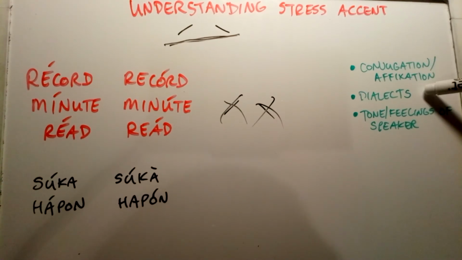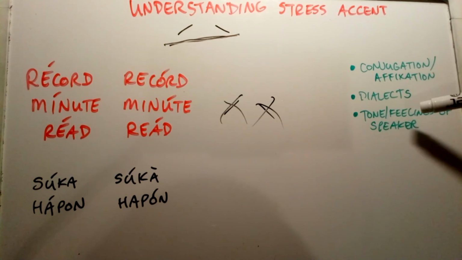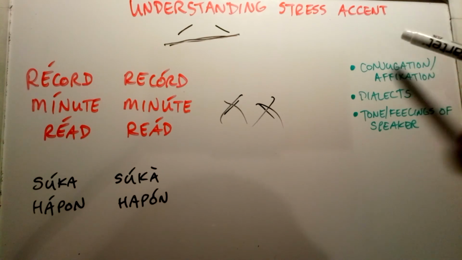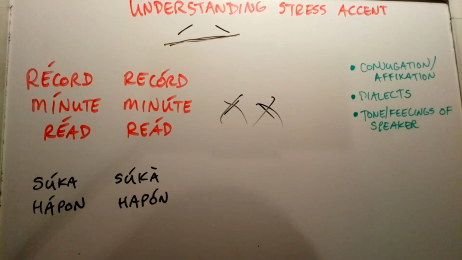Another way it can get changed is dialects. Maybe one group of people who speak a specific dialect of Cebuano says one word one way, whereas another group of people pronounces that same word in another way because they put the stress accent in a different syllable. So even though the word is still the same, the stress accent is different, and that can change the effect of the stress accent. Another thing is tone or the feelings of the speaker. Maybe the speaker was angry or sad or happy. That can affect the stress accent as well. All right.